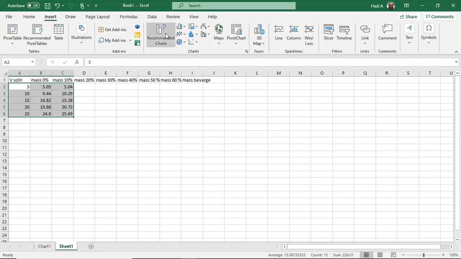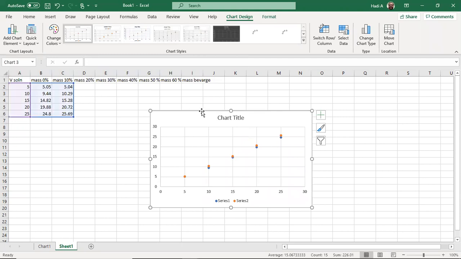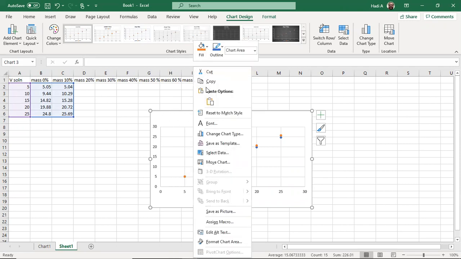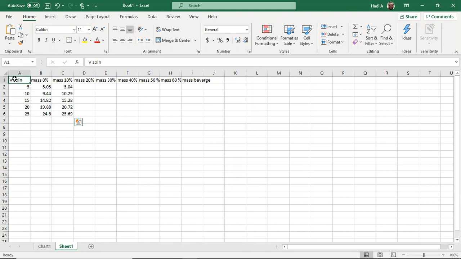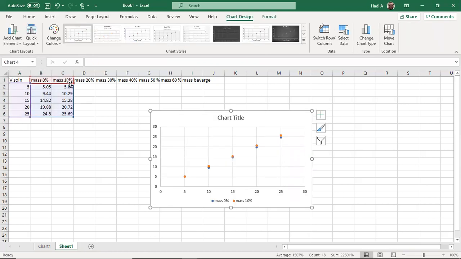I go to Insert, Charts, the XY scatter. Now I'm going to move this to another chart. Actually, let me try something first. We highlight like this. There we go. You want to make sure you highlight the titles so that the titles show up here.